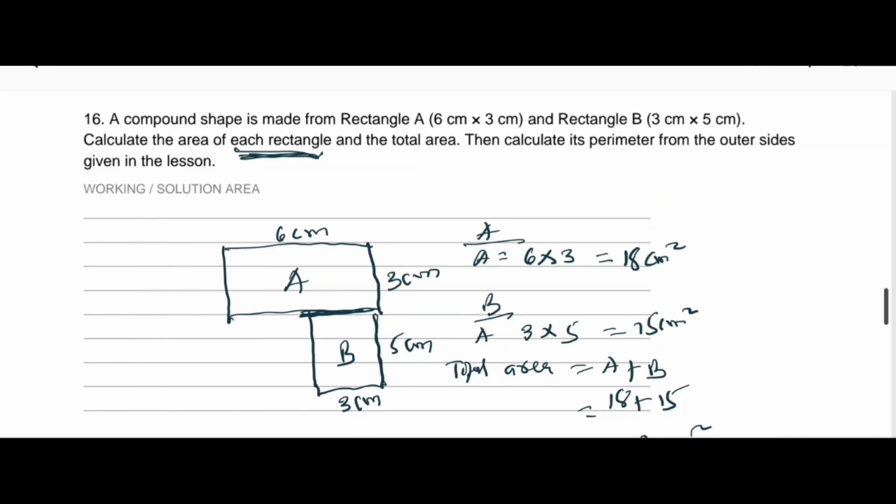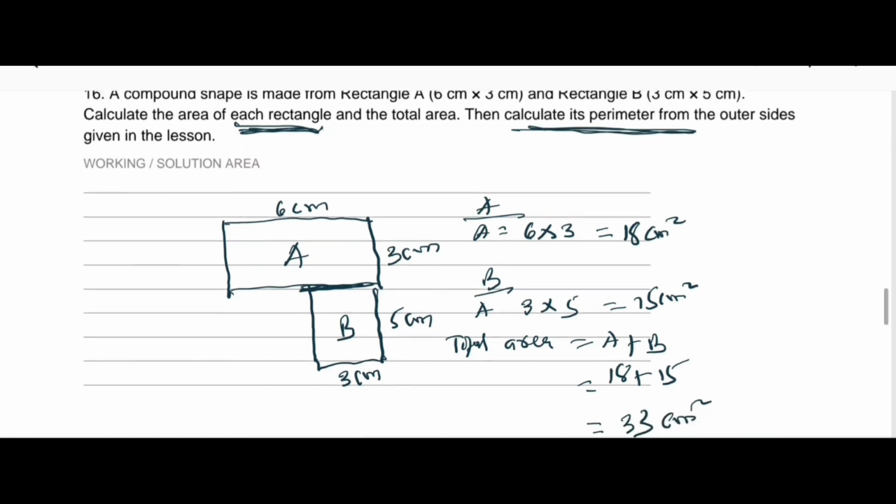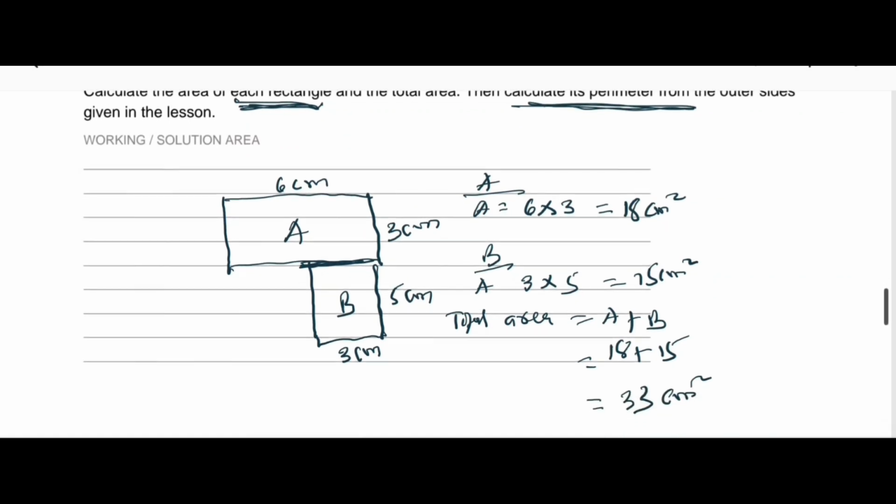Then it is saying that we should calculate the perimeter from the outer sides. So they are saying you should calculate the perimeter like this: from here, you pass here, and you go this way, and this way, and this way. That's what they want us to calculate. Have you seen it? Okay. So the perimeter from the outside.